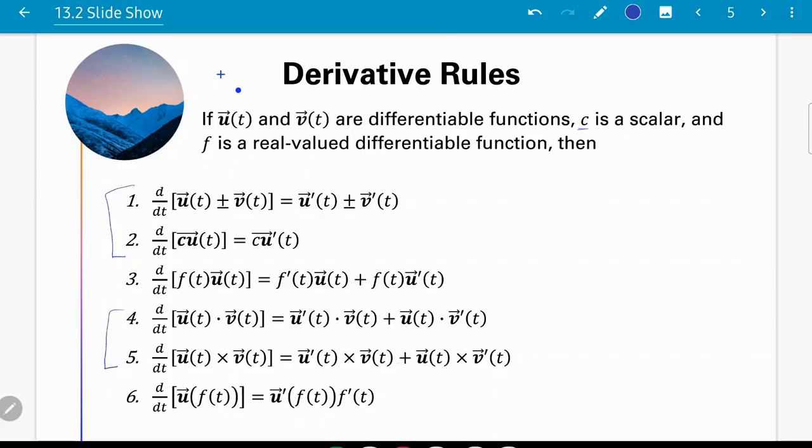And then the last is very much like the chain rule. If we have a differentiable function as one of our functions in the vector functions, we still apply the chain rule, and it's u prime at f of t times f prime of t.